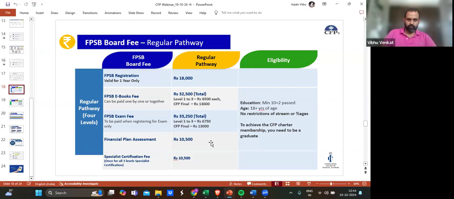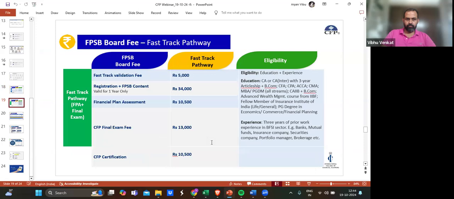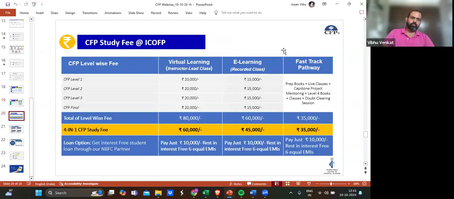And now if I talk about the challenge pathway, the fast track pathway, just go to the slide. It would be 5,000 plus 34,000. The board fee would be 73,000 plus the 32,000 for learning, the ISOP fee. One lakh 5,000 is the complete investment for the challenge pathway, including ISOP fees and board fees.